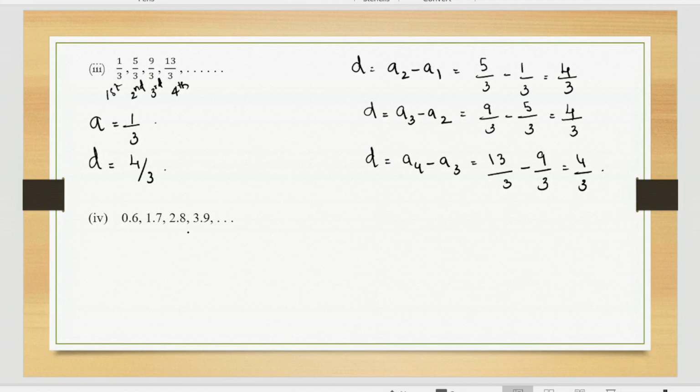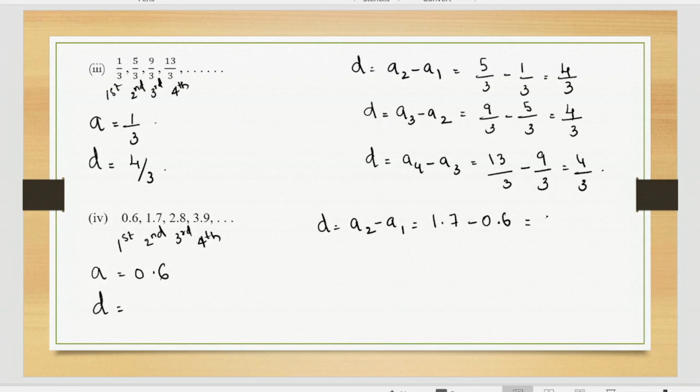0.6, 1.7, 2.8 and 3.9 is an AP. This is the first term, this is the second, this is the third term, and this is the fourth term. The first term is represented with A, which is 0.6 here. How do we find the common difference? D is equal to A2 minus A1. A2 is 1.7, the second term, minus A1, the first term, which is 0.6. Clear? You will get 1.1.